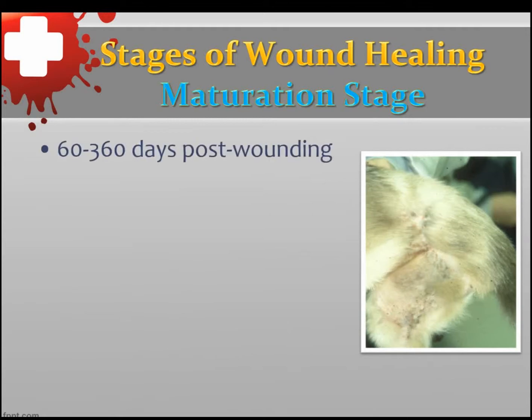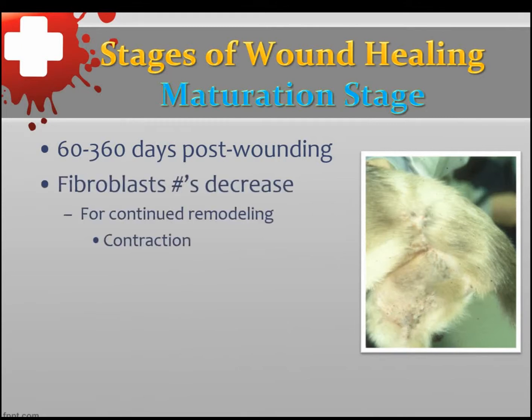And at around day 21, fibroblasts begin to leave the area, leaving only a small number behind. And at about day 60, the number of fibroblasts is at a level that the scar will start to mature. The fibroblasts that are left behind are going to start to contract and remodel the wound to create a smaller, thinner scar.